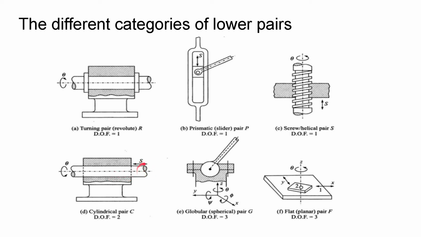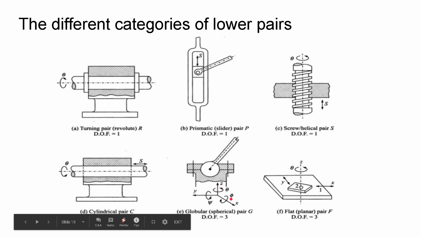So the translation is represented by S. Rotation can be represented by angles. Here the first angle is used as theta, another angle used will be phi, and third will be psi. So the cylindrical pair means there are 2 degrees of freedom. We have a surface contact.